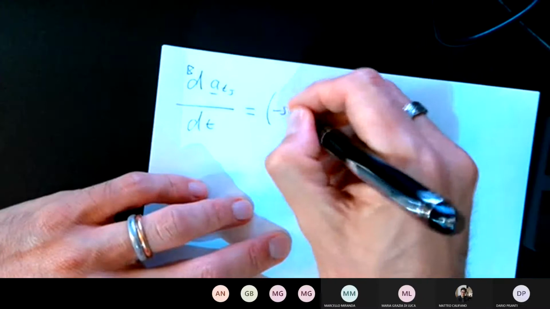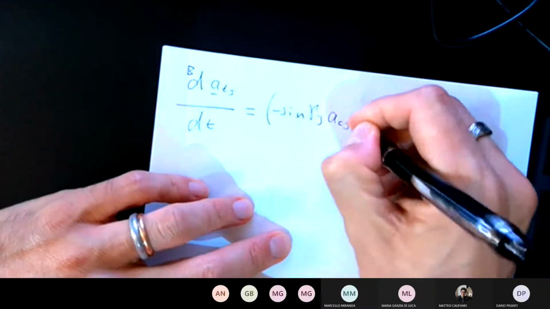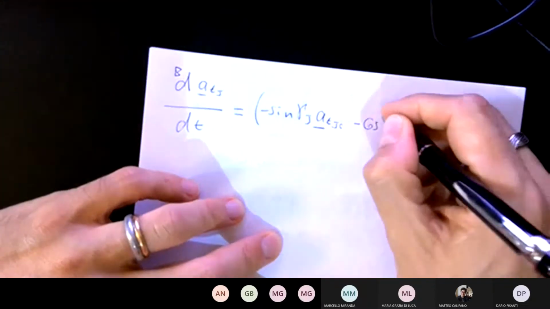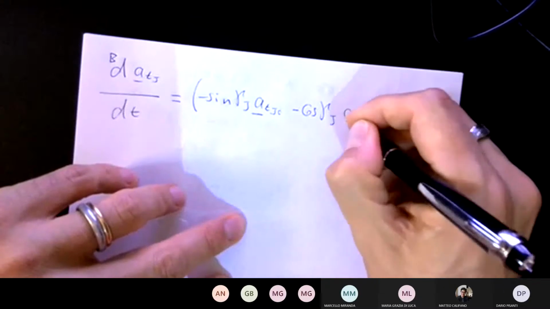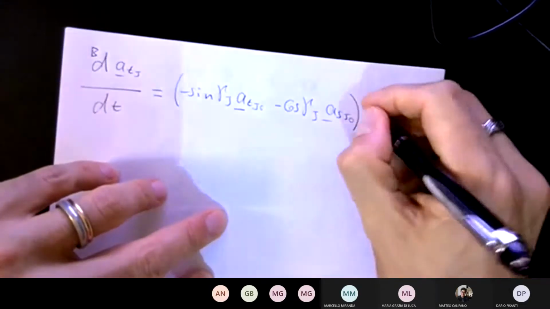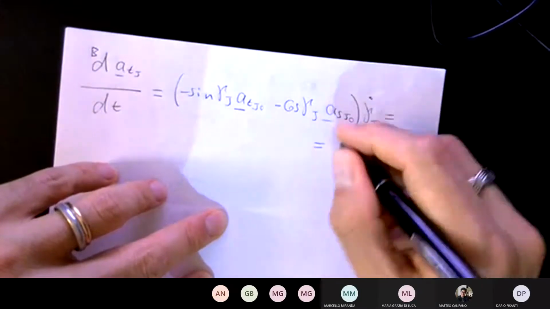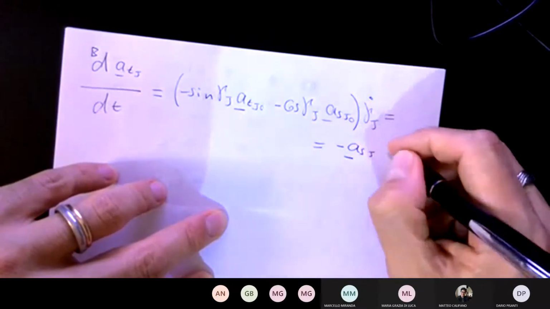So I have minus sine of gamma j, ATJ 0, minus cosine of gamma j, ASJ 0, and this is multiplying gamma j dot, and you can easily see that this is equivalent to writing minus ASJ gamma dot.